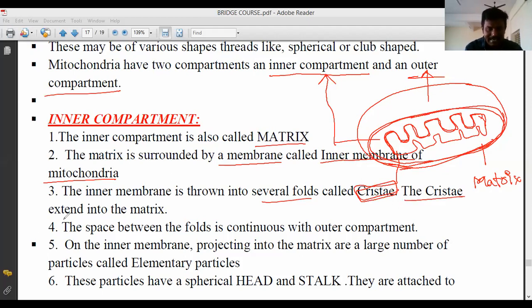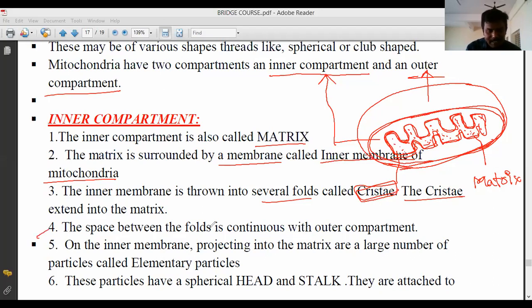The cristae extend into the matrix. This fold extends into the matrix. This is called matrix. So this is the inner membrane, folded into the matrix. Okay, that's all. The folds are called cristae, and the cristae are extended into the matrix.